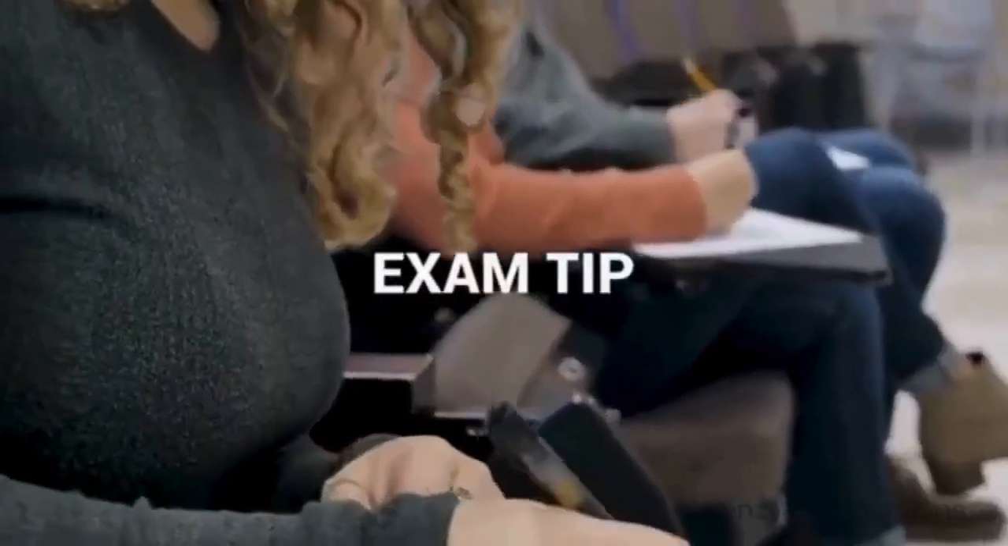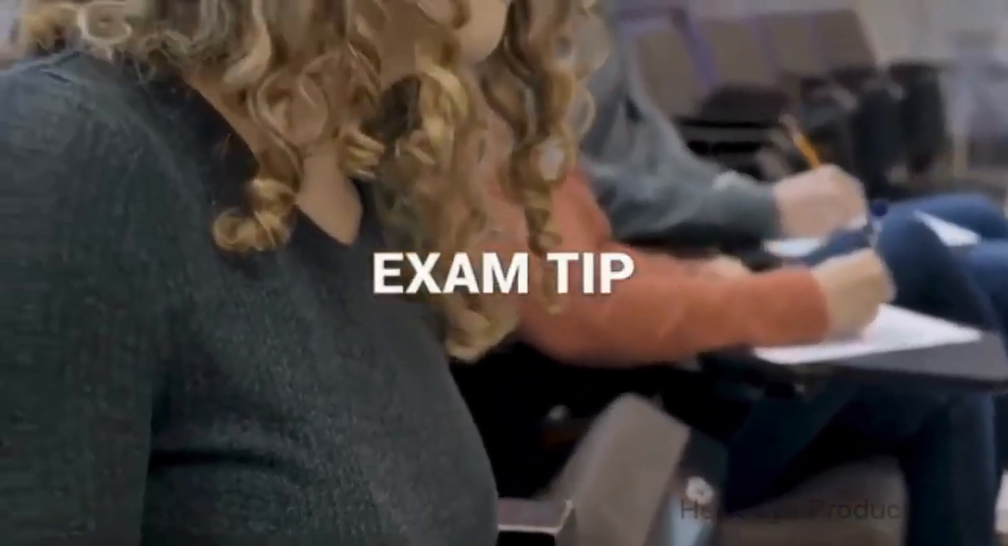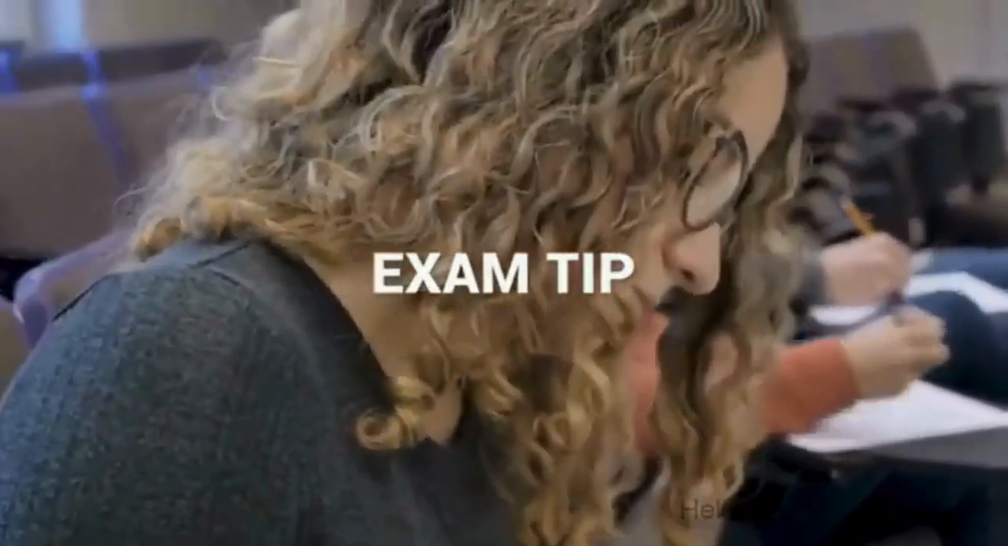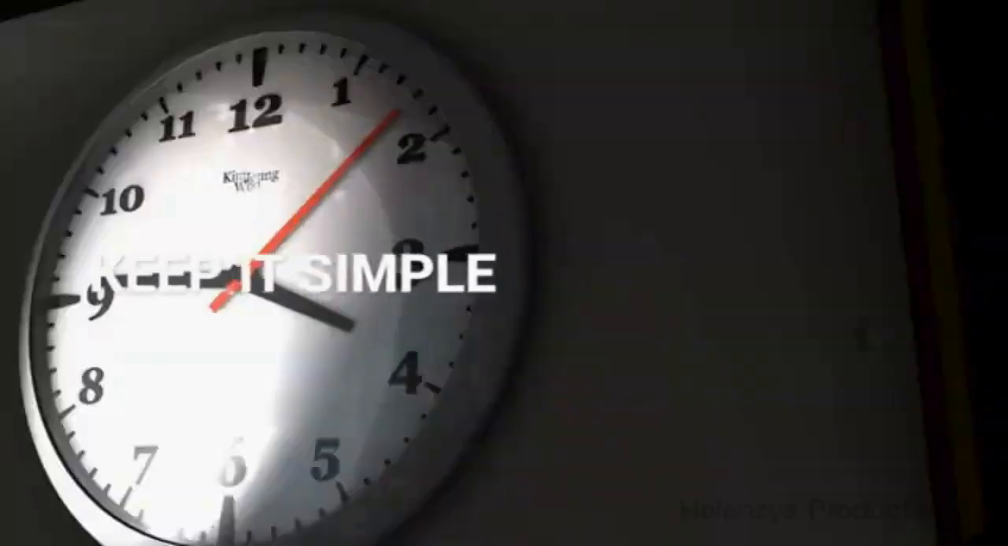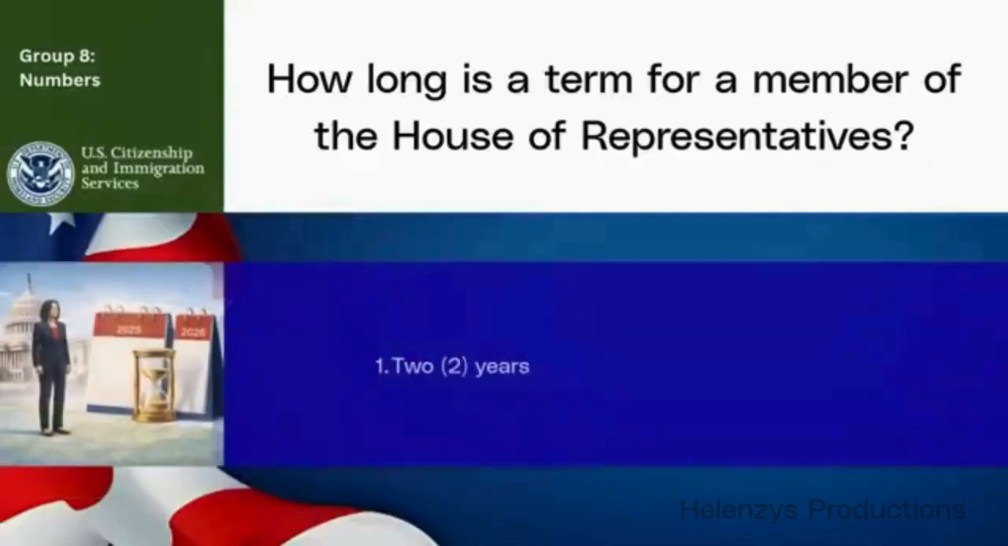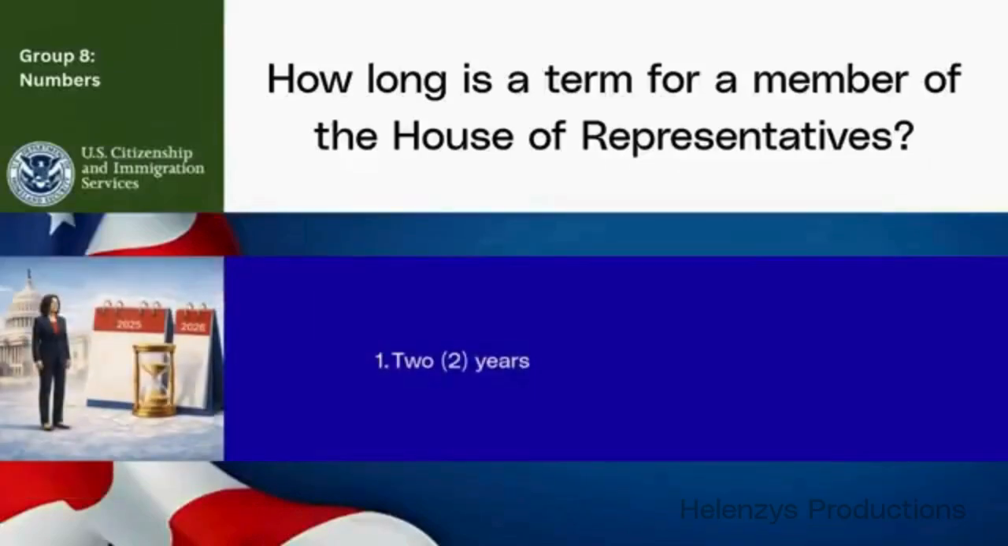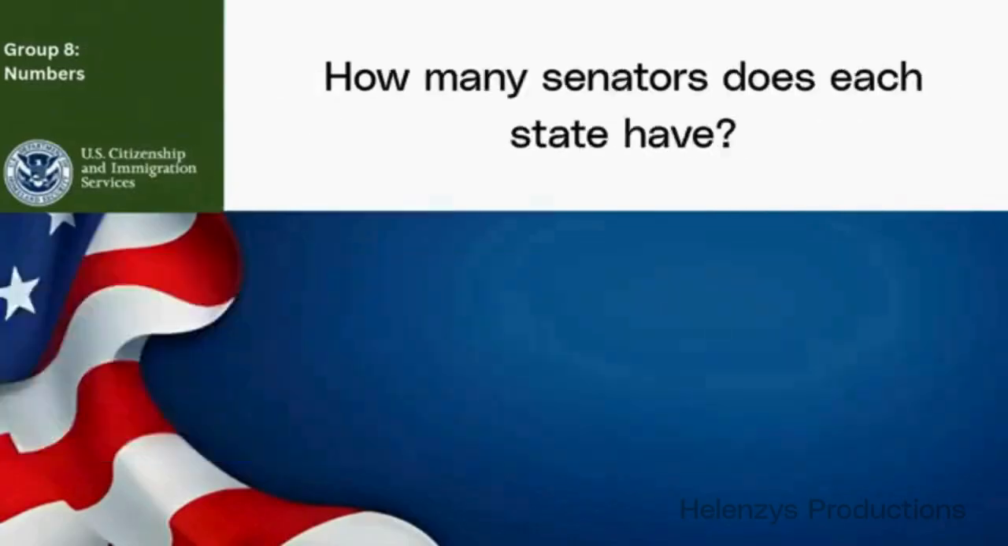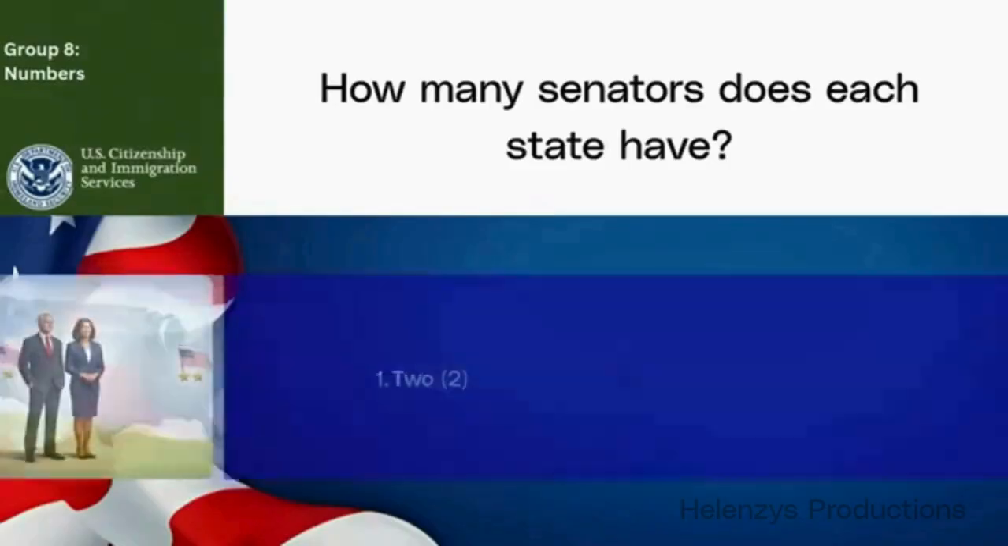So, in the exam, keep it simple and confident. 2 years. Any one is enough. Quick recall. How long is a term for a member of the House of Representatives? 2 years. How many senators does each state have? 2.